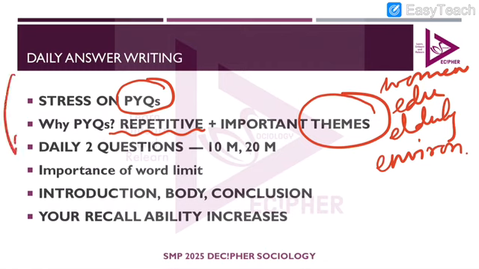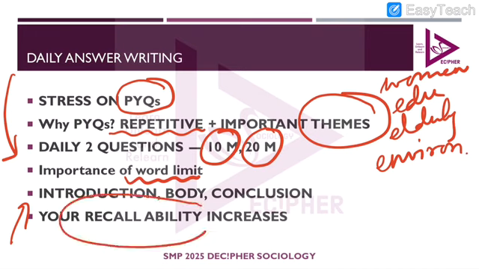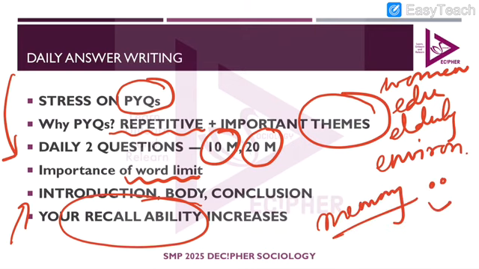And in your daily answer writing, you should write about 2 questions each from a 10 mark and a 20 marker, because it will help you in learning the importance of word limit. Because in school we used to write anything and everything, but now you cannot do so. You will have limited answer sheets. You have to complete your answers within that word limit only. Also, you will learn about introduction, body, conclusion, and with this answer writing, your recall ability or your memory power will increase.